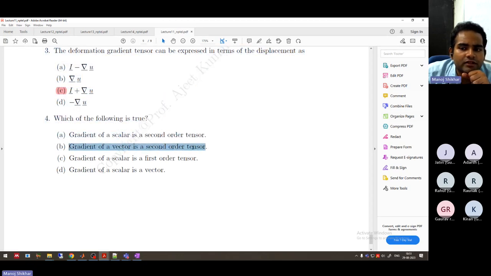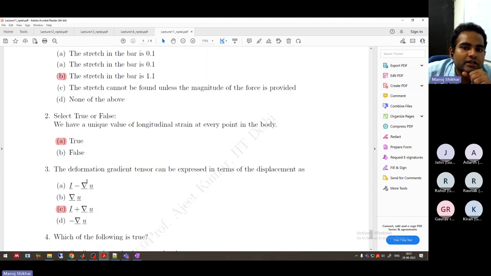Gradient of a vector is a second order tensor. The order of vector is 1. If we are taking its gradient, its order will increase by 1. So this one is correct. Gradient of a scalar is a first order tensor. This is correct. Gradient of a scalar is a vector. So vector is what? A first order tensor. So this is also correct. So in this, these three are the correct options.